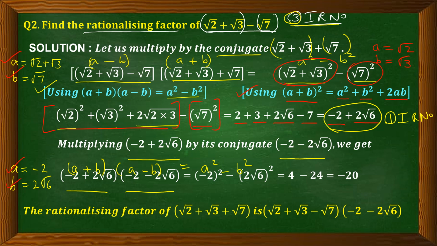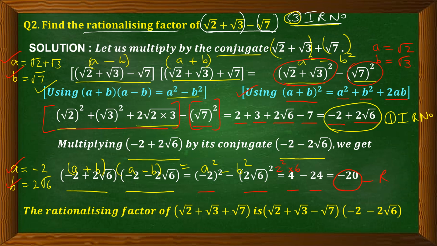So now according to the identity a square minus b square, we shall put the values. A square is square of minus 2 and b square is square of 2 into root 6. Now square of minus 2 is 4. Now square of 2 is, we can write 2 square into square of root 6 is 6. So 2 square into 6, that is 4 into 6 is 24. So 4 minus 24 is minus 20.